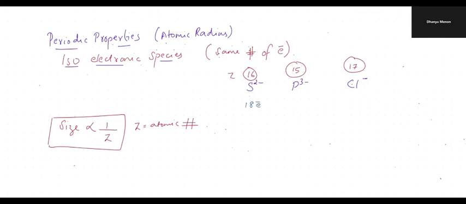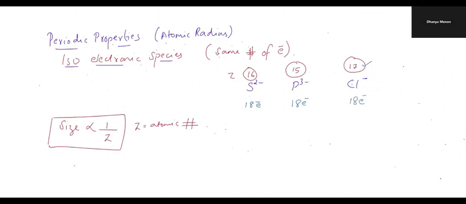Two electrons have been received by the sulfur atom. Here phosphorus is 15 and 3 minus, so 3 electrons have come. So 18 electrons. This one, chlorine, the atomic number is 17, but it is 1 minus, so 1 electron has come. So 18 electrons. So it's isoelectronic.